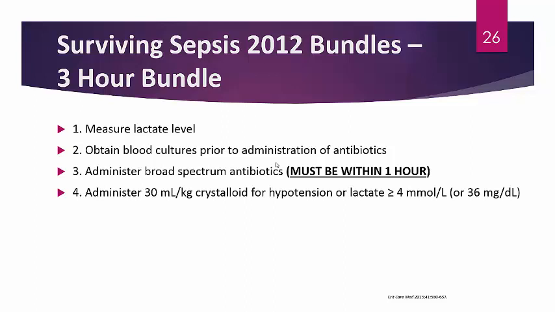administer broad spectrum antibiotics within 1 hour, and then if you have a patient that's hypotensive or a lactate greater than 4, which we mentioned earlier, you actually want to give these patients crystalloid fluid in the amount of 30 mils per kilo. And that's the important part from this slide that I want you to get, as well as measuring the lactate level.